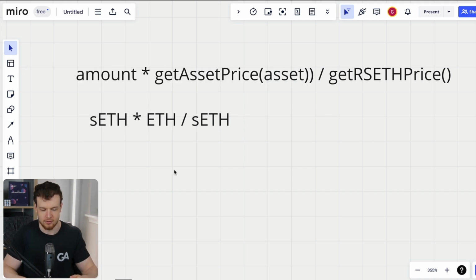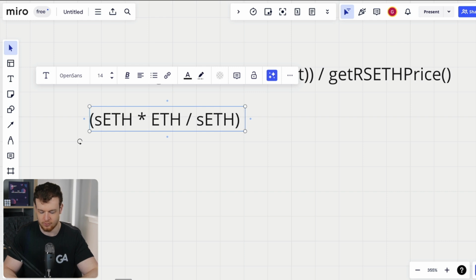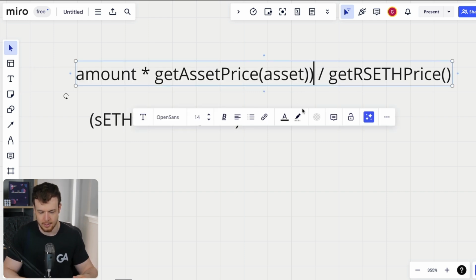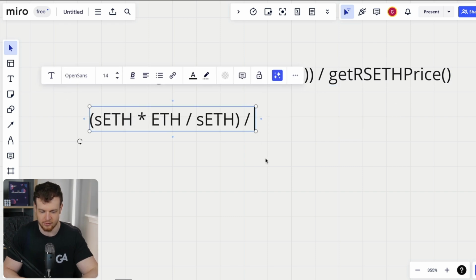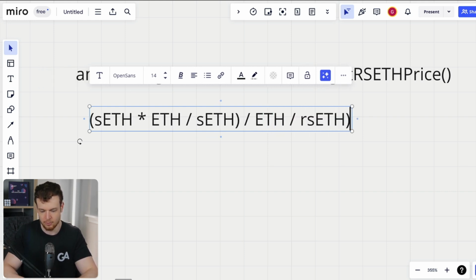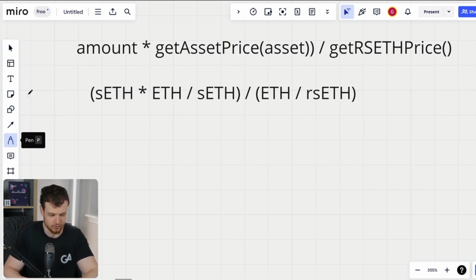That is the price that we're using. So I'm just going to put that in parentheses just to be clear. That is our numerator here. And then now let's put in this get RS ETH price. So again, this is going to be ETH per RS ETH, which is really our vault token. So really, actually, it might be more helpful to just write this out.